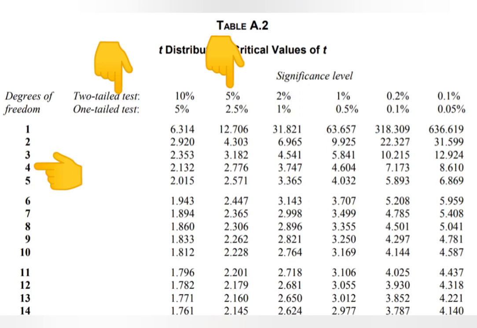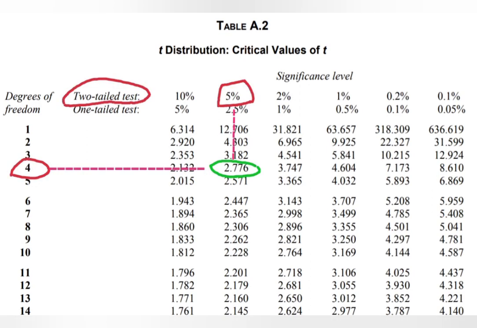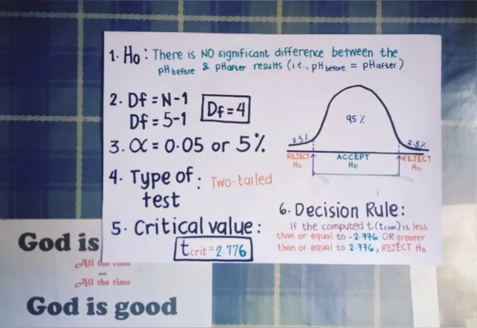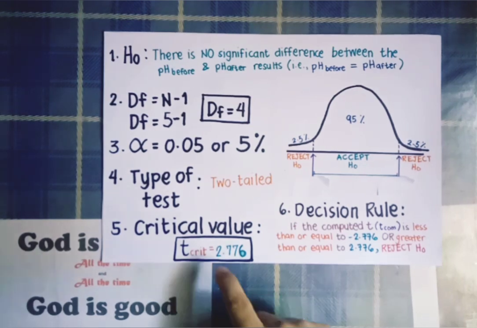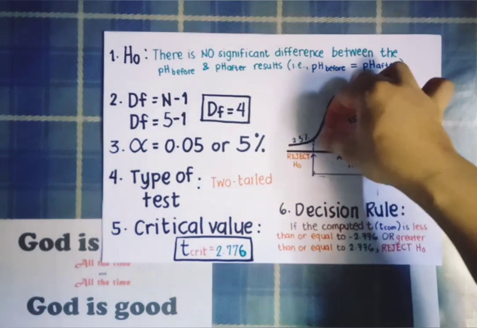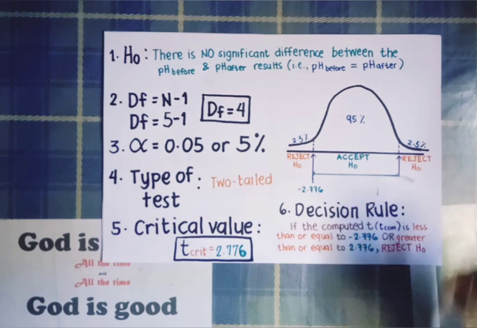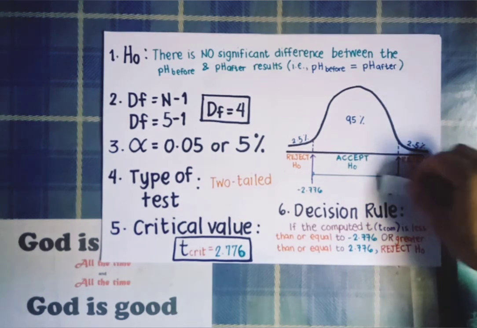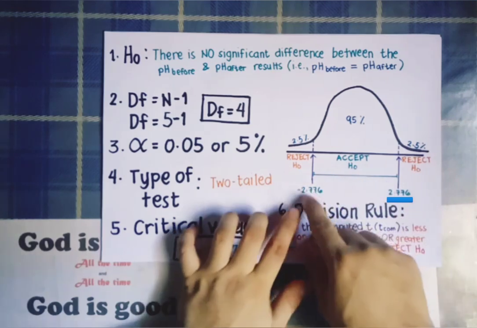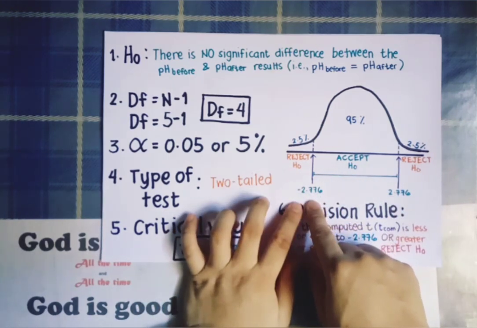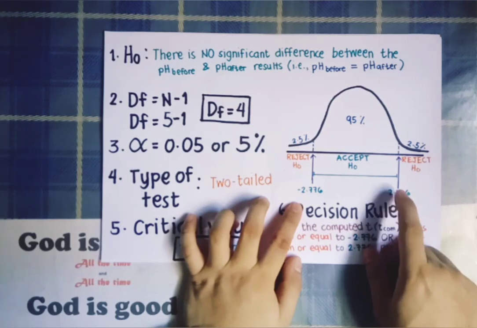4. By intersecting the value under 5% in two-tailed test and the value under 4 degrees of freedom, we can say that our critical value, or the t-crit, is 2.776. So, knowing now our critical value, which is 2.776, this line here is negative 2.776, and this line here is positive 2.776. This one is negative because it is located at the left part of our normal distribution curve, while this one is positive because it is located at the right part of our normal distribution curve.